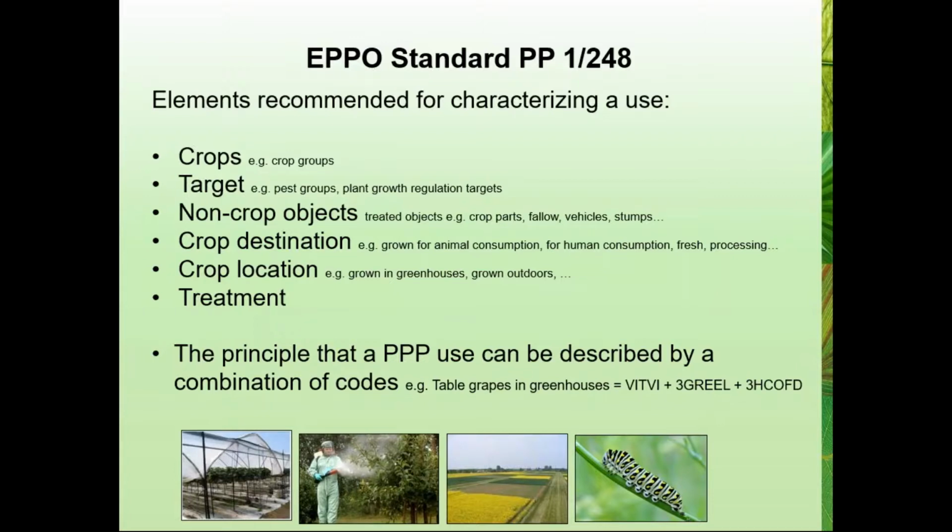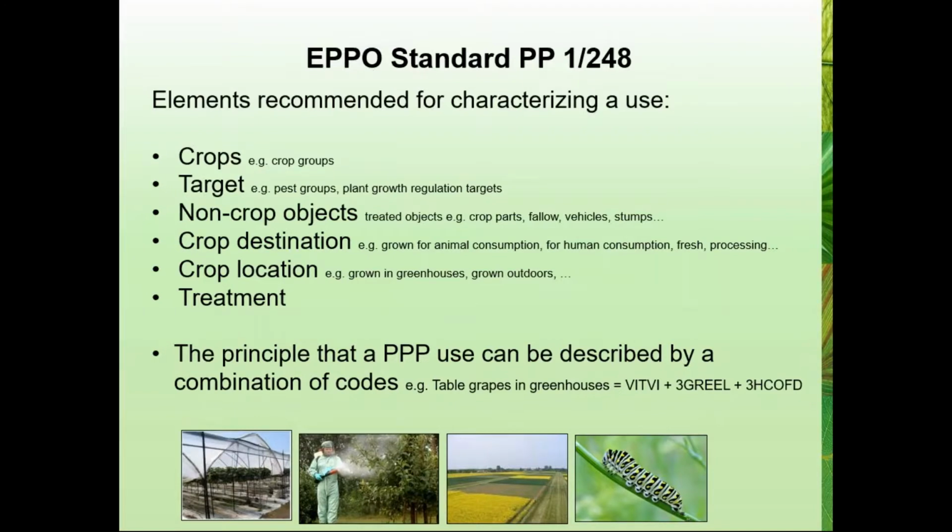Also, crop destination is an important element to characterize the use of PPP. So codes have been defined for such things as grown for animal consumption or for human consumption, whether fresh or for processing, and so on. Crop location is also another important element. So we now have codes such as grown in greenhouses, grown outdoors, grown indoors, and so on. And then treatment is another area that needs to be considered in the classification.